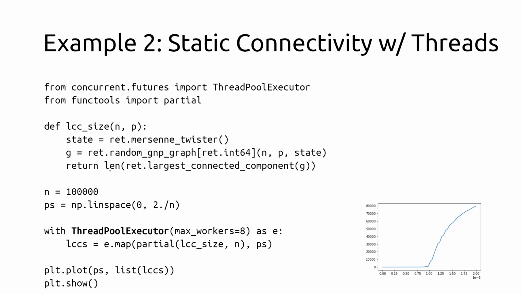This is the same function as before that generates a network and calculates its largest connected component size. And here we say create 8 workers, or 8 threads, and calculate this function for different values of p, and then plot the same thing. So this uses 8 cores.